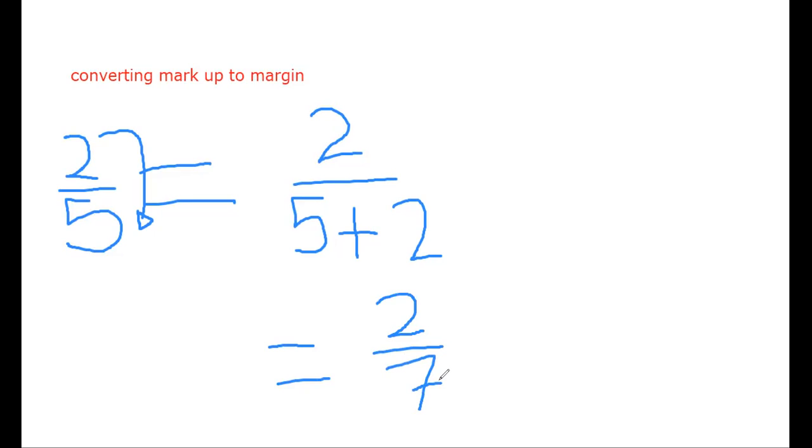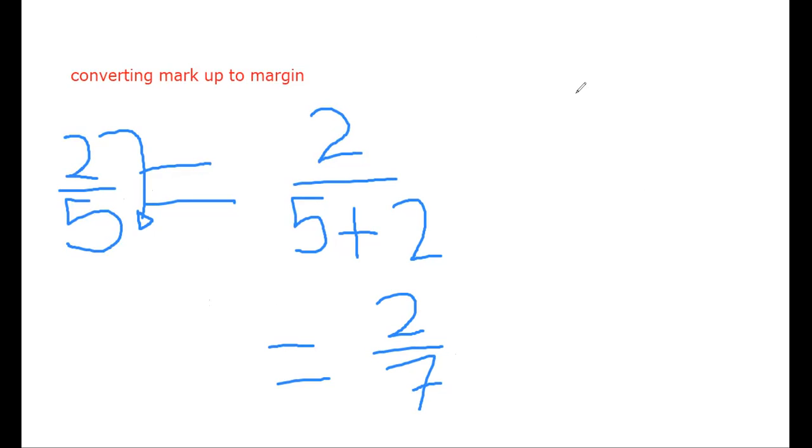So in other words, the rule says converting from markup to margin, you add your numerator to your denominator. Then your numerator stays the same. You can take note of that. Converting from markup to margin, you add your numerator to your denominator, then your numerator will stay the same. So 2 is the same, and then you take your denominator, you add your numerator, and then you get 7. So your margin will be 2 over 7.